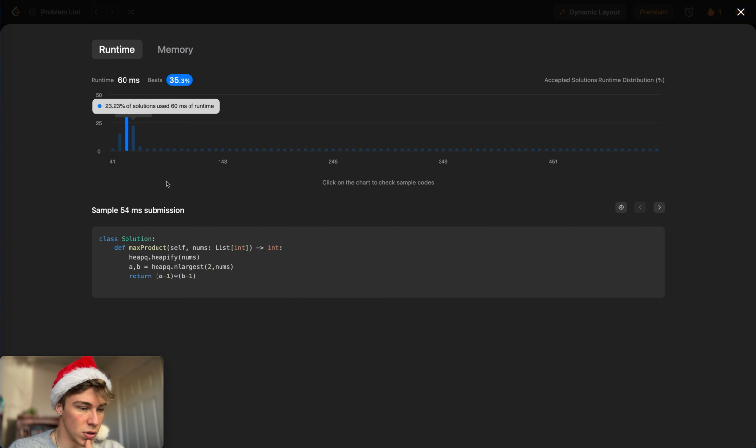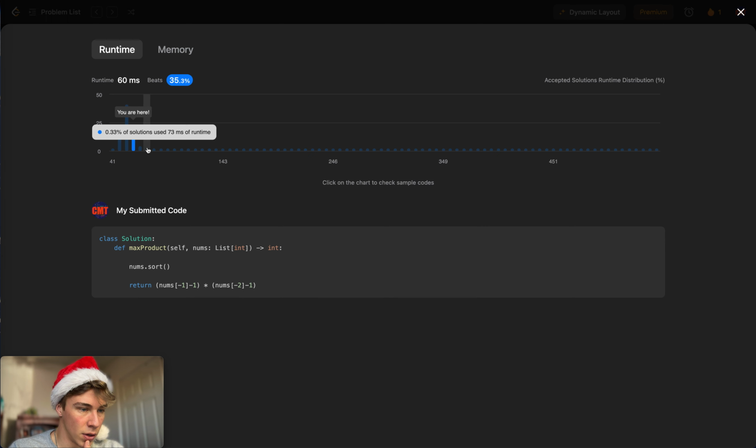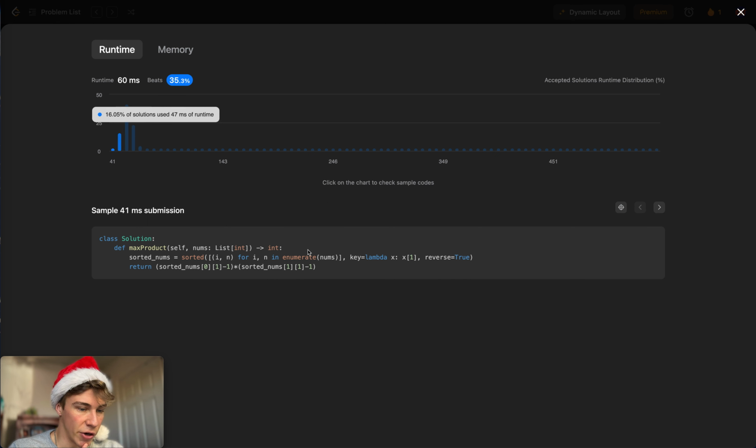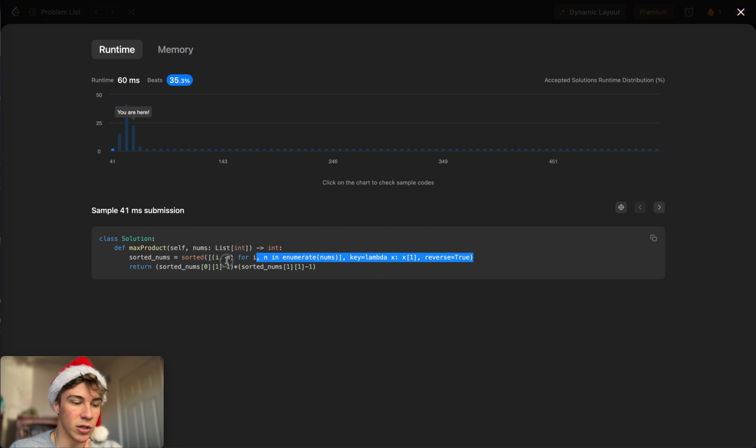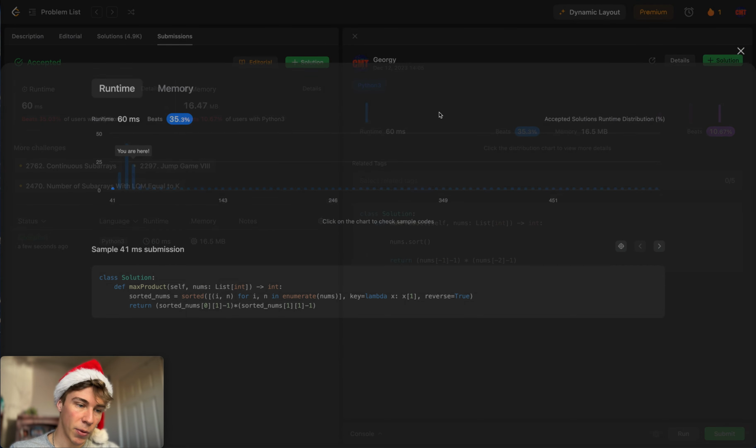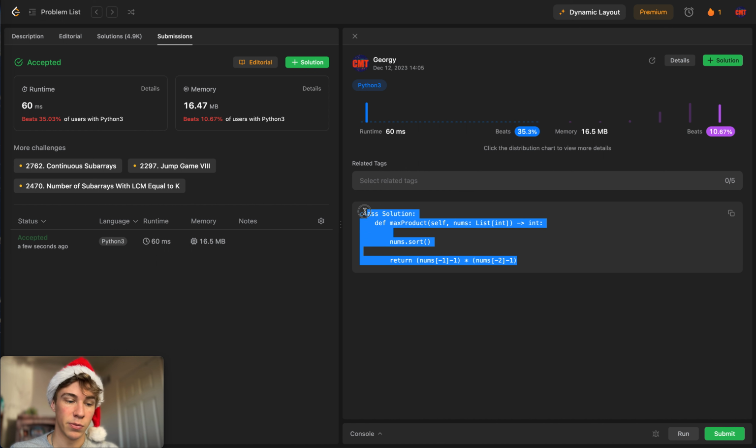Well, there's people using the heap. There's my solution. But in general, I would say that no, there are no faster solutions. They all seem to be doing this thing where there's a sorted list and then returning the largest and the second largest value. So I'm going to go ahead and stick with this. This is by far the easiest to read and to understand.